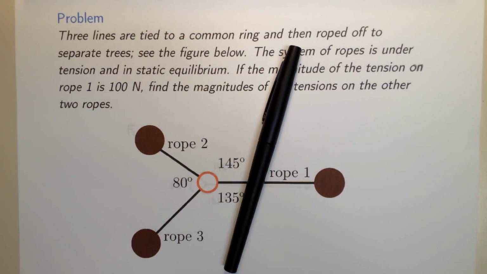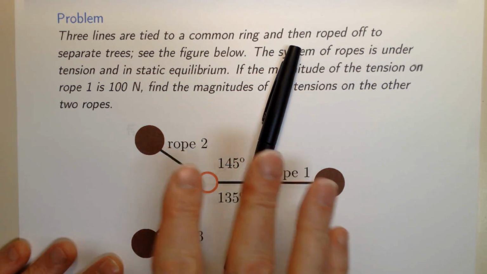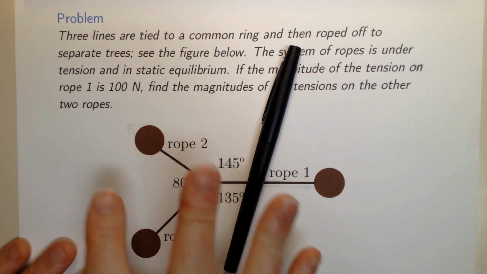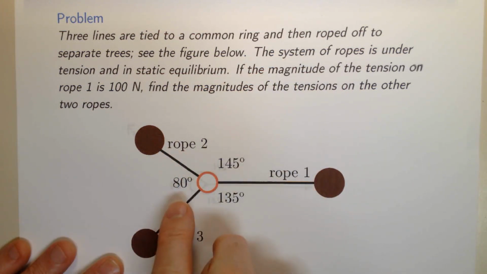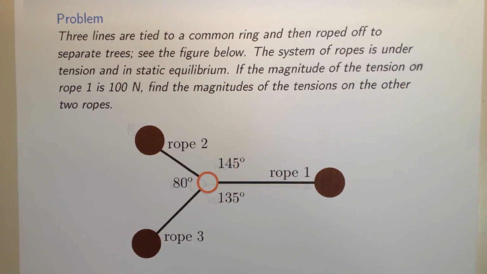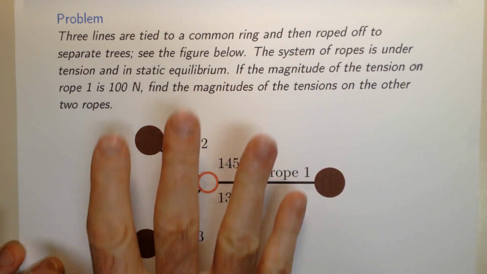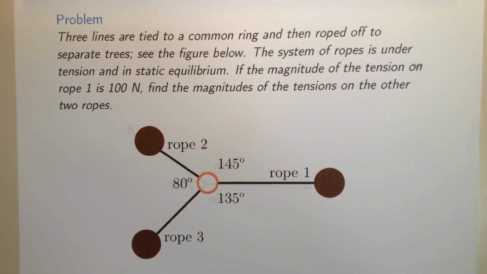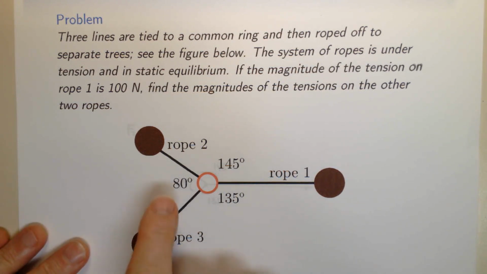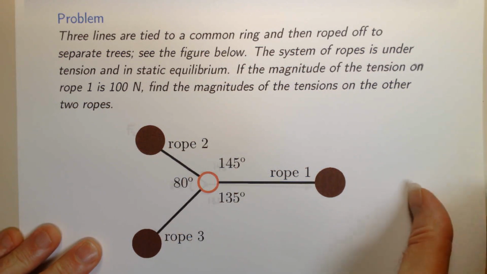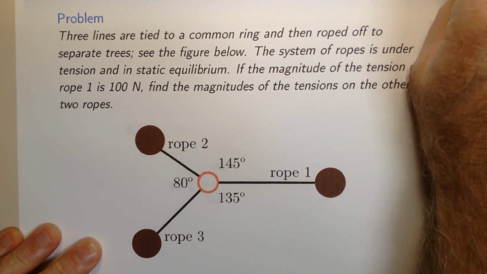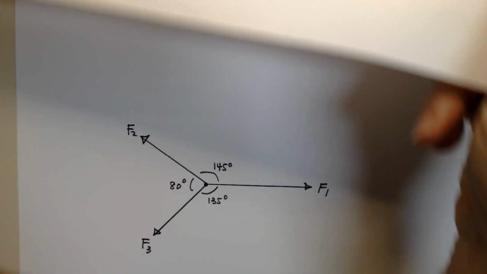All right, welcome to the document camera. We're going to work through this problem and see if we can find the magnitudes of all of the other tensions in the ropes. So we've got to find the magnitude of the tension in rope 2 and the magnitude of the tension in rope 3. And we're going to use the fact that the system is in equilibrium to help us do this. Now, just so we don't confuse the ropes with the forces, let's redraw our picture so that we don't get that confusion going.